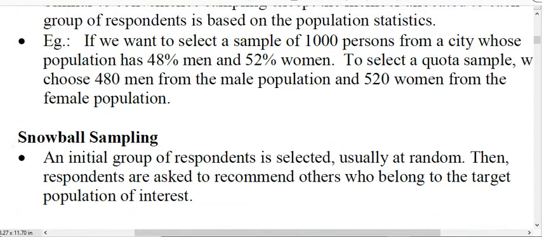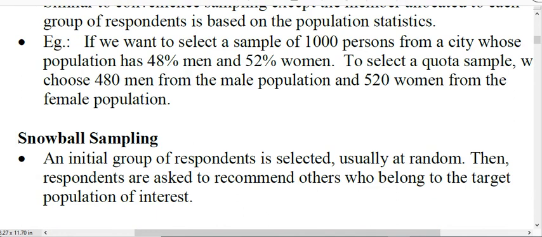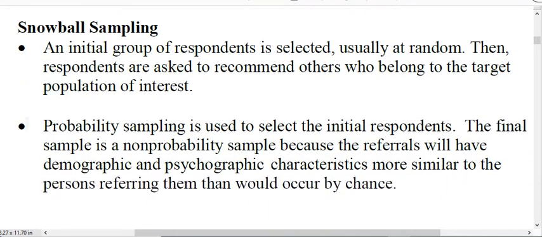Lastly, snowball sampling. In snowball sampling, an initial group will be selected, usually randomly. Then the respondents are asked to recommend others who belong to the target population of interest. Why is it called a snowball? Just imagine that we have snow everywhere here. To make a snowball, you just pick it up, then hit someone that you don't like, or you like. This is the concept in between. Just imagine the scenario.